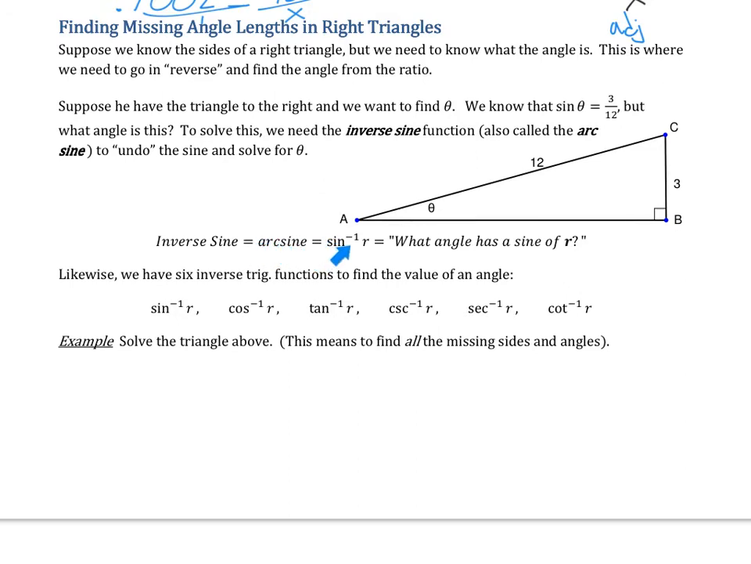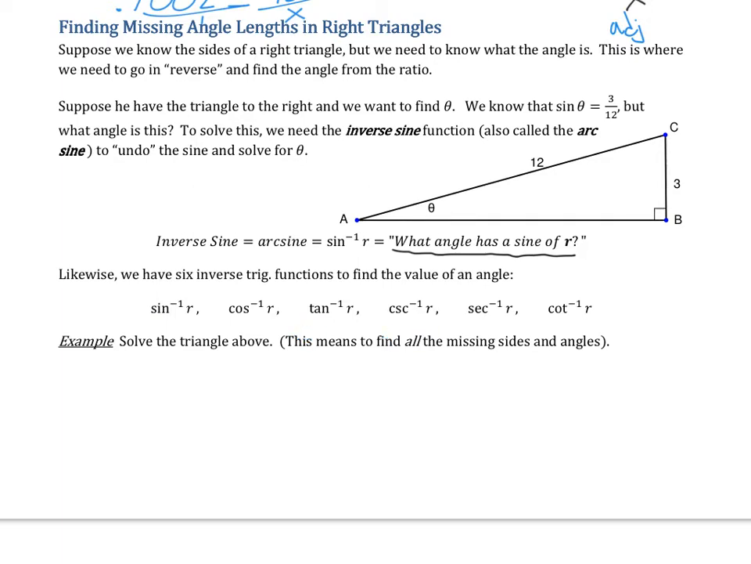It's written like this, sine to the -1 of r. It's not really an exponent there. That's just a symbol that we use for inverse. And this does not mean 1 over sine, because 1 over sine is cosecant. So when we're talking about the inverse sine, the question is, what angle has the sine of r? That's what this means right here. We could also do this for inverse cosine, inverse tangent, inverse cosecant, and all the others.